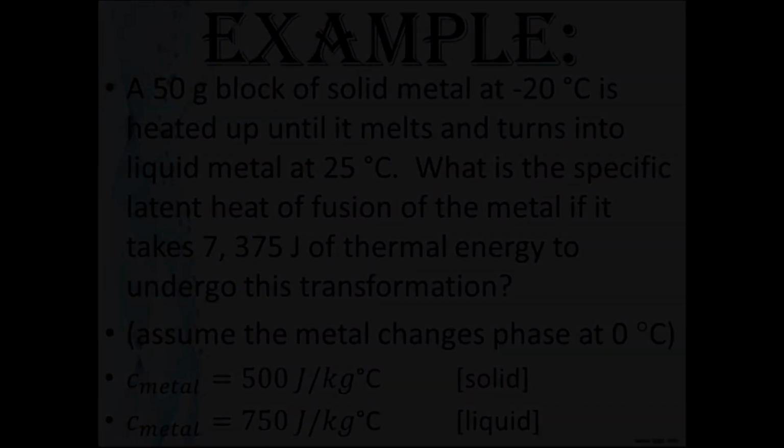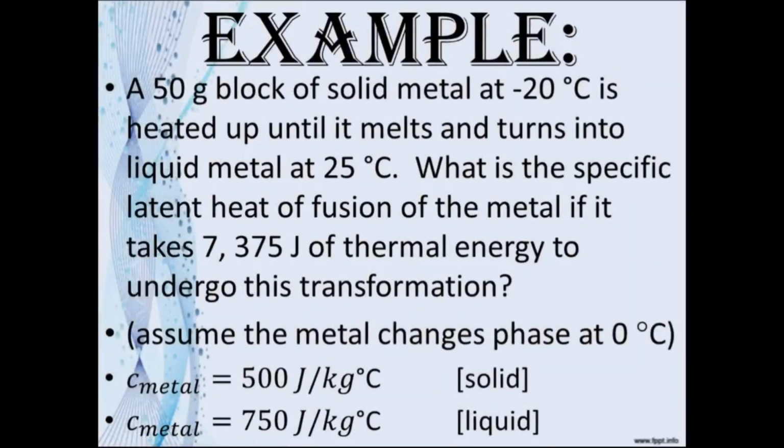This is the solution. A 50-gram block of solid metal at negative 20 degrees Celsius is heated up until it melts and turns into liquid metal at 25 degrees Celsius. What is the specific latent heat of fusion of the metal if it takes 7,375 joules of thermal energy to undergo this transformation? Assume the metal changes phase at 0 degrees Celsius and use the specific heat capacities stated when they're both in solid and liquid form.